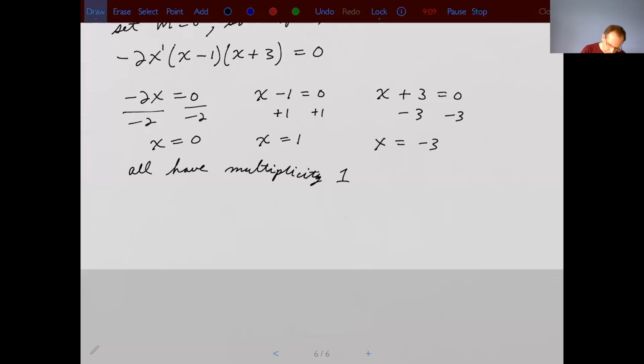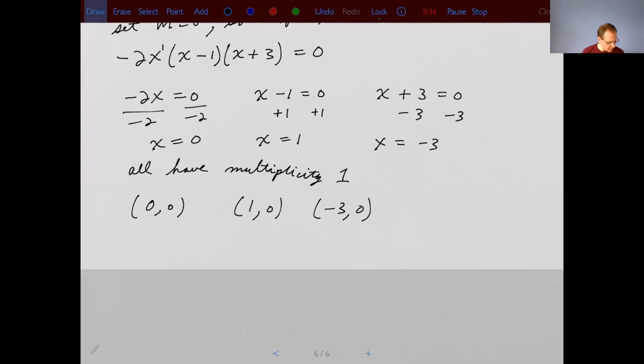Okay, and my actual locations, the points, ordered pairs of the intercepts will be 0, 0, 1, 0, and negative 3, 0. But we know that the graph is going to look like a line because they have multiplicity 1, where the graph passes through those horizontal intercepts, it's going to look like a line.